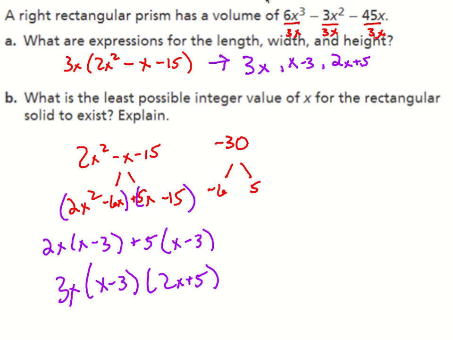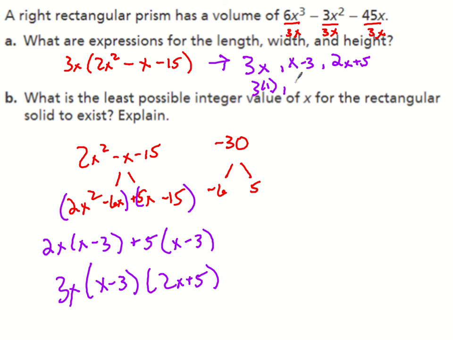Now what it says for the second part is, what is the least possible integer value for x for the rectangular solid to exist. So it's saying integer value. So I have to find the smallest integer so that for this to exist, everything has to be at least greater than 0, right? So if I look here, for anything to be greater than 0 here, x has to be at least 1. And that's on this one. So 1's a possibility, but 1 wouldn't work here, because if I plugged in 1 here, this would be negative. And so 1's not going to work.